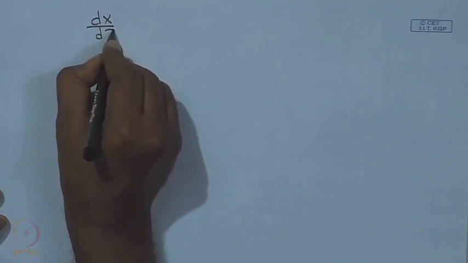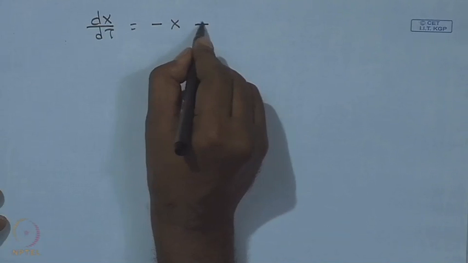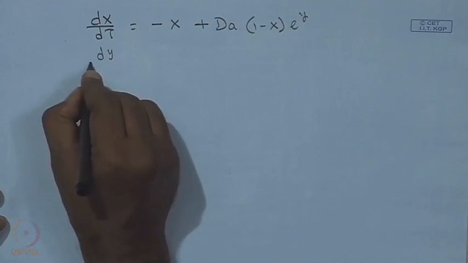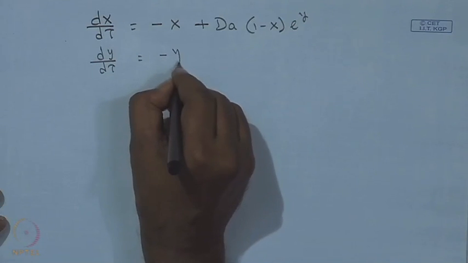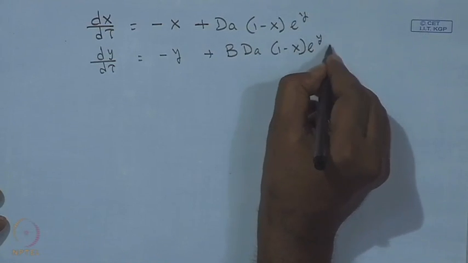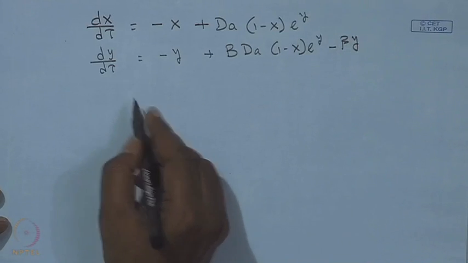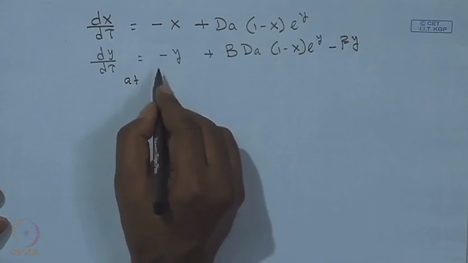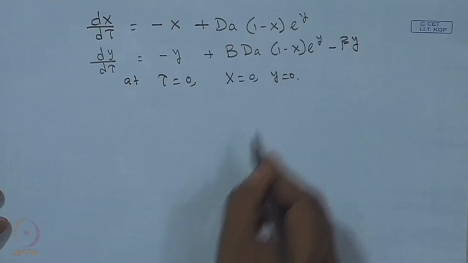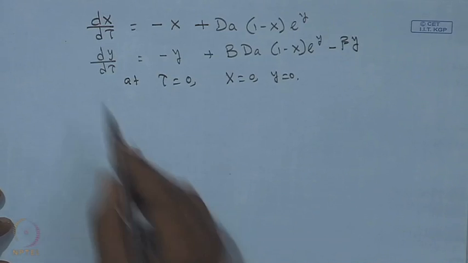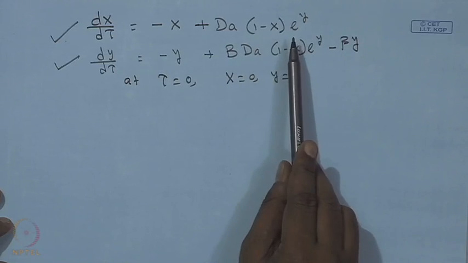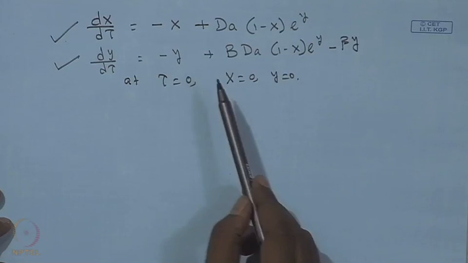The mass balance equation takes this form: dx d tau is equal to minus x plus Da times 1 minus x e to the power y, and dy d tau is equal to minus y plus B times Da times 1 minus x e to the power y minus beta y. These two equations are subject to the initial condition at tau is equal to 0, x is equal to 0 and y is equal to 0. So, this is the transient mass balance equation and the transient energy balance equation. This is the equation governing the concentration. This is the equation which is governing the temperature of the system.